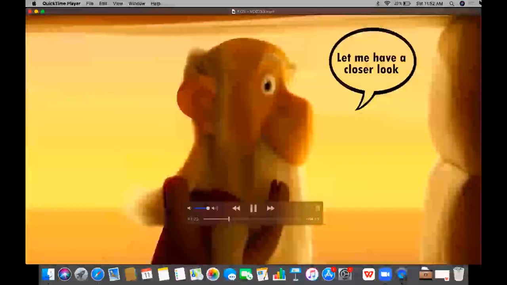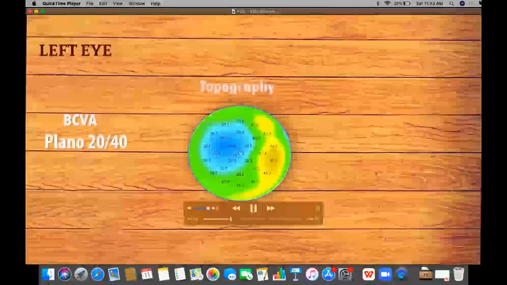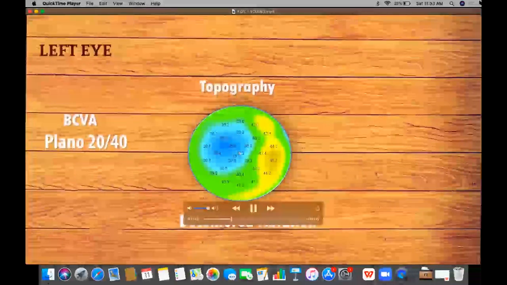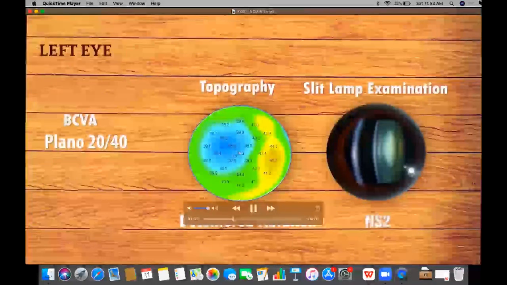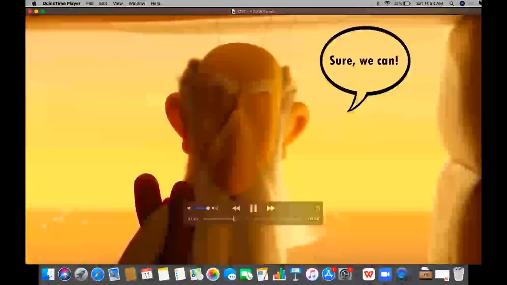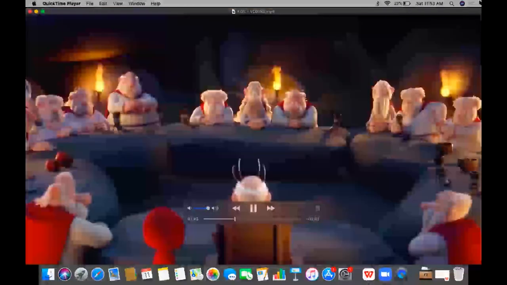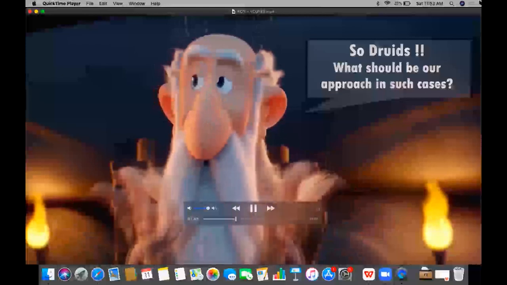On evaluation, his best corrected visual acuity was plano 20/40. Corneal topography showed decentered ablation, and slit lamp examination was suggestive of grade 2 nuclear sclerosis cataract. Sure, we can. So, Druids, what should be our approach in such cases?